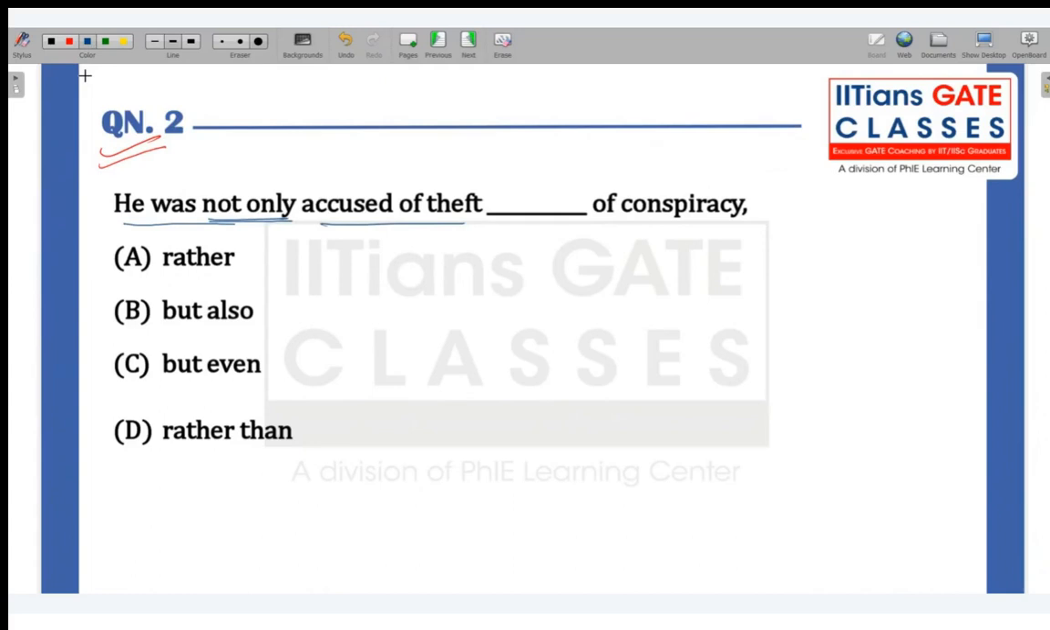He was not only, right? So you see here, 'not only' is there. So we know that 'not only'. I think Satish and Rohit have answered already, right?